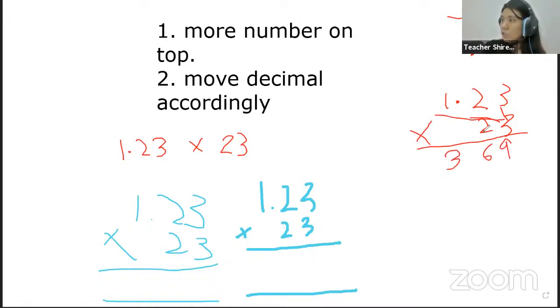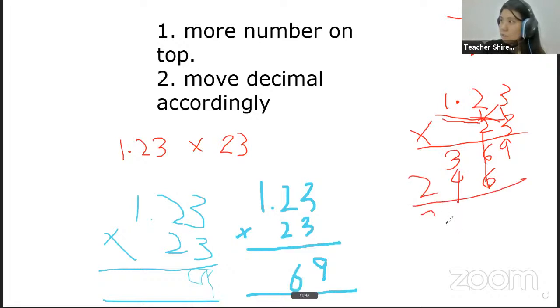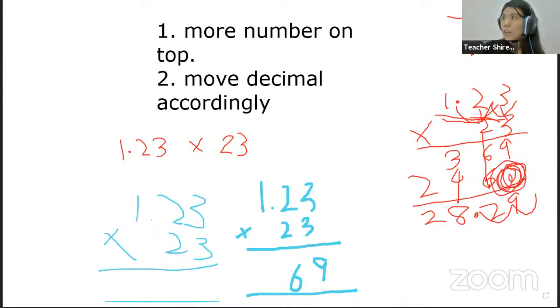So 23 times 1.23. So here, 6, do I write at the back or do I write at the front? I always write according to this line. So here is 3, 2, 6, 4, and 2. Then I add it on. Then you jump the decimal. 1, 2. So 1, 2. That's how you do it. Understand? Remember when you times this one, don't put at the back, okay?